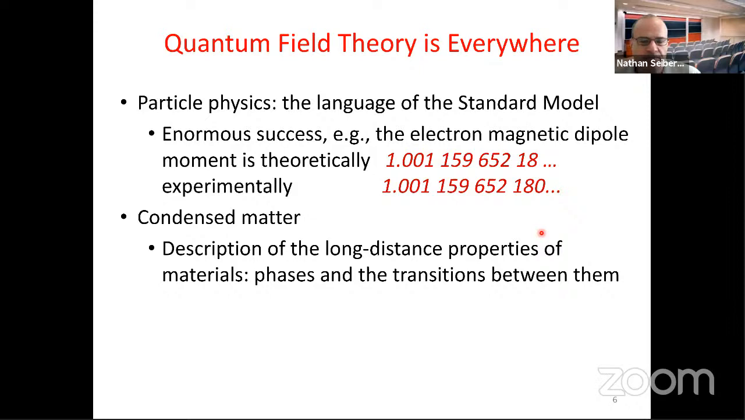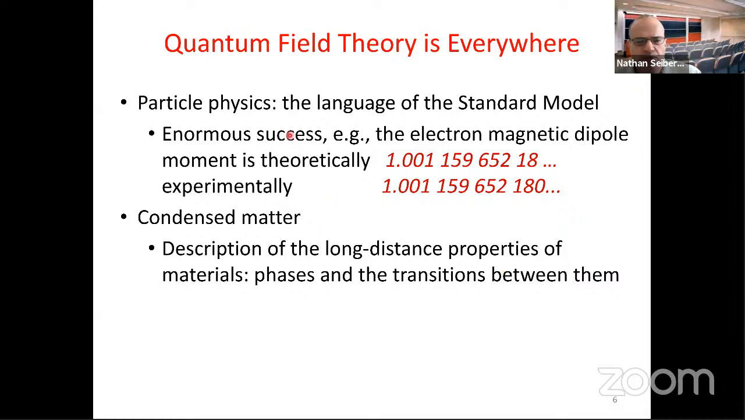The second place quantum field theory appears is in condensed matter physics. In fact, over the last several decades, many ideas in quantum field theory originated from condensed matter physics and were imported into particle physics. Other ideas originated within particle physics and were taken over to condensed matter physics. So there has been a lot of cross-fertilization between these two branches of physics, but the problems are really different.